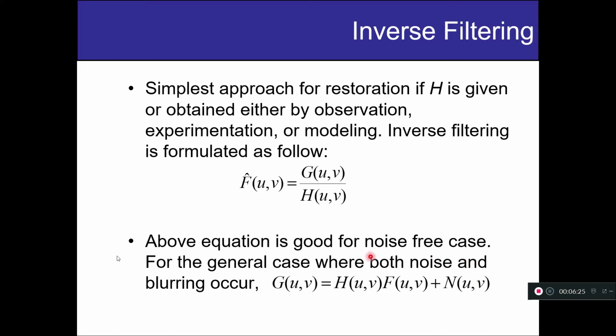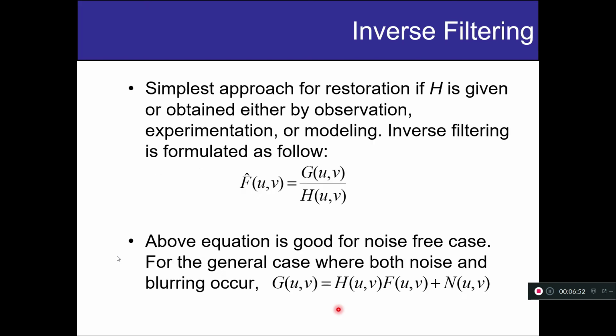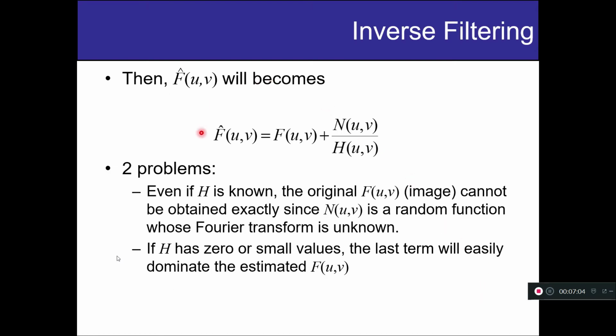So if both factors degrade your image, you can also use inverse filtering. However, it's a little bit tricky to apply in this case, because you still divide G by H. Once you divide, let's say this is your G again, and then you divide F by H, it becomes like this.